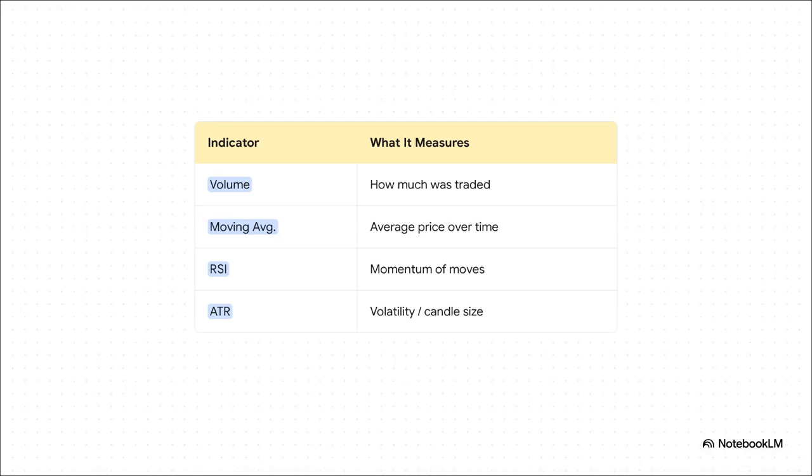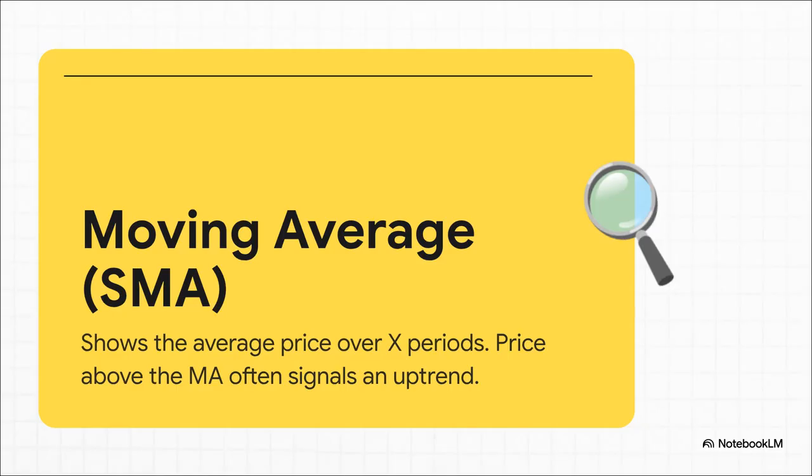Indicators can be a huge trap for new traders, so let's keep it simple. Start with these 4. Volume tells you how much conviction is behind a move. Moving averages help you see the trend. RSI tells you about momentum, and ATR gives you a feel for volatility. That's it. That's your starter pack. Please don't make the mistake of piling on 10 different indicators. It just creates noise.